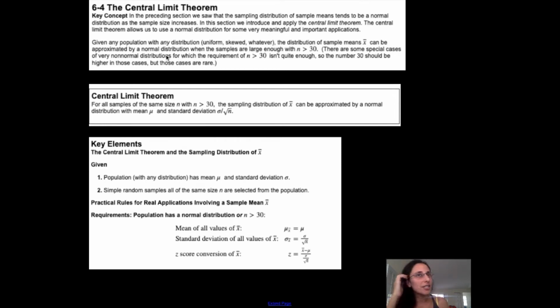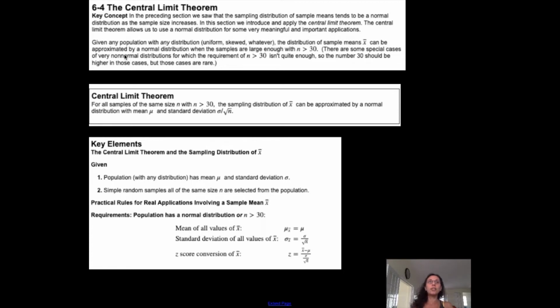So this is from your book, Triola. The central limit theorem. In the preceding section, we saw that the sampling distribution of sample means tends to be a normal distribution as the sample size increases. In this section, we introduce and apply the central limit theorem. The central limit theorem allows us to use a normal distribution for some very meaningful and important applications.